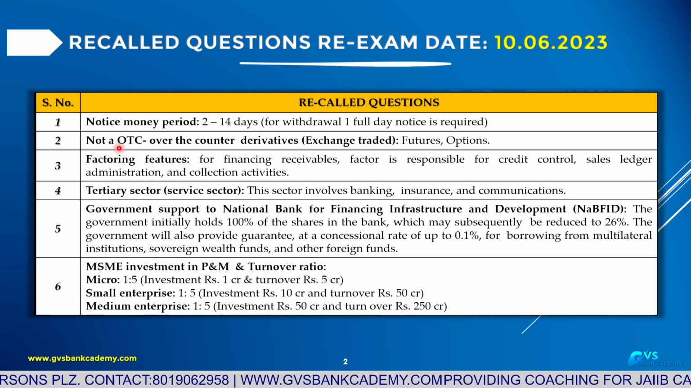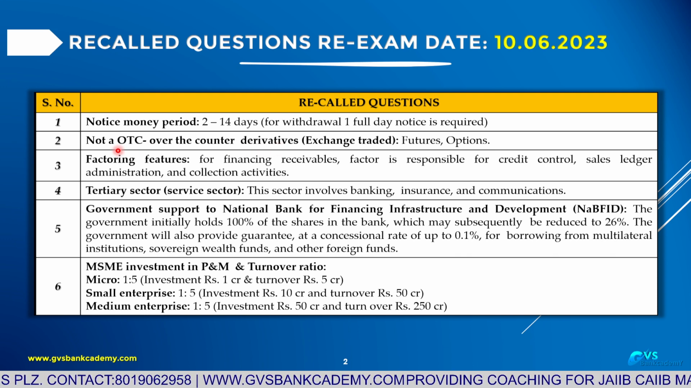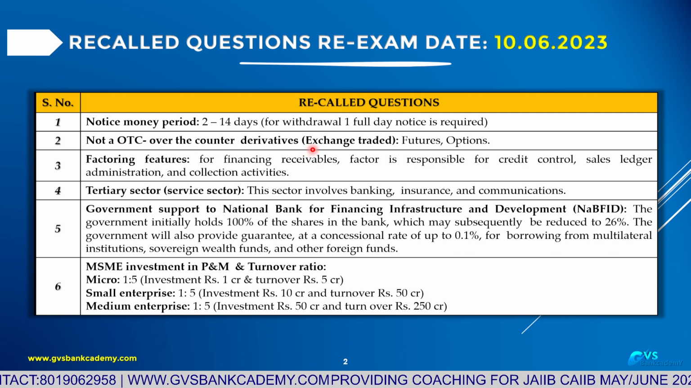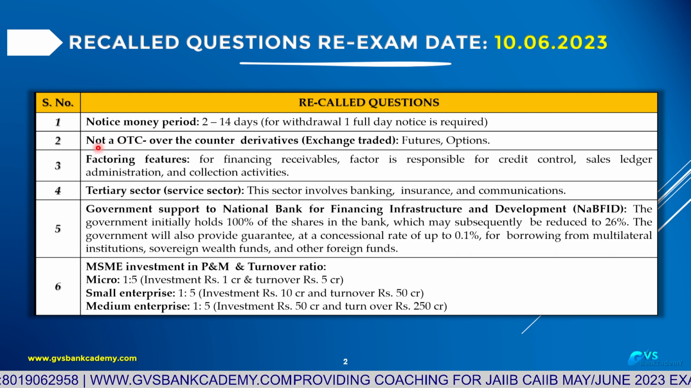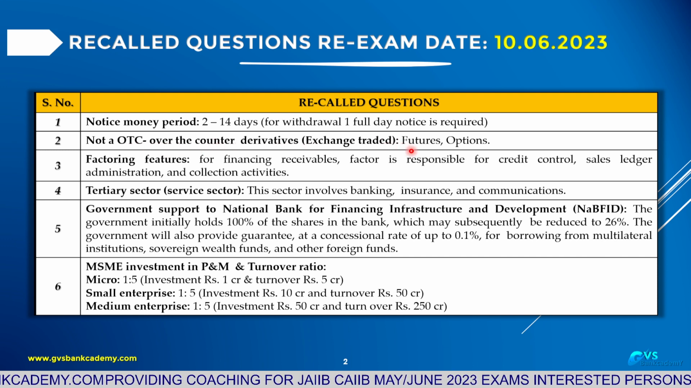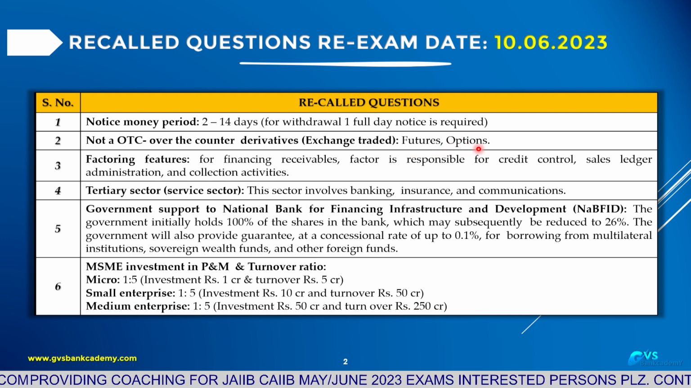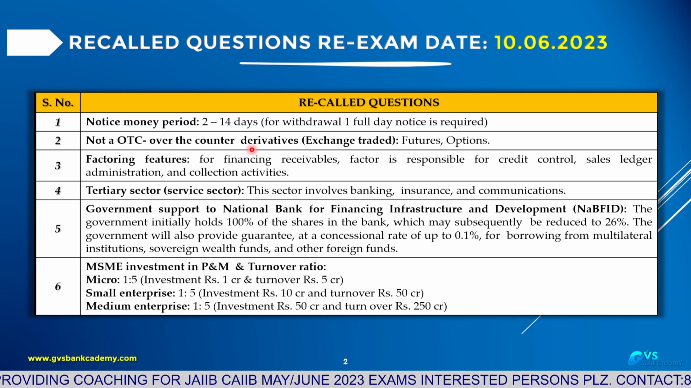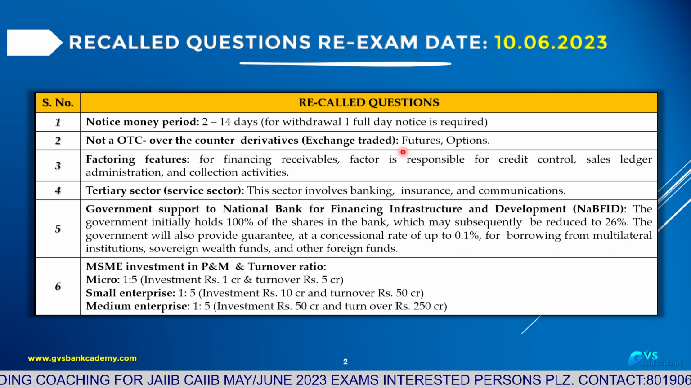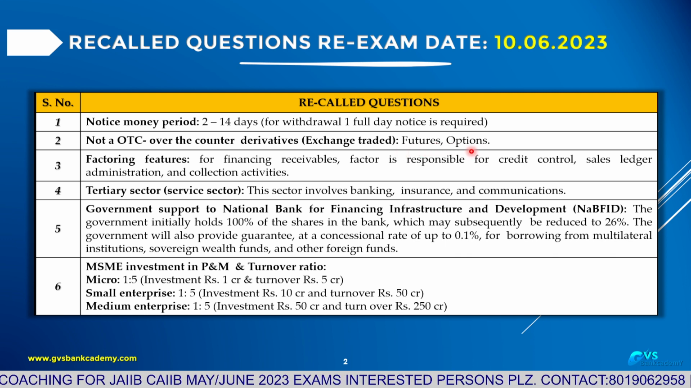Question number 2, which is not an OTC, over the counter derivative, meaning exchange traded derivatives. Derivatives are of 2 types: exchange traded and non-exchange traded OTC. Exchange traded derivatives are futures and options. OTC derivatives, the non-exchange traded derivatives, are forward contracts, forward rate agreements and swaps.